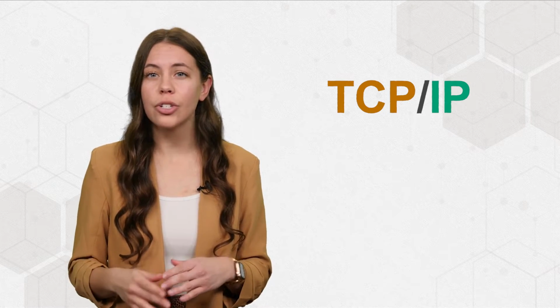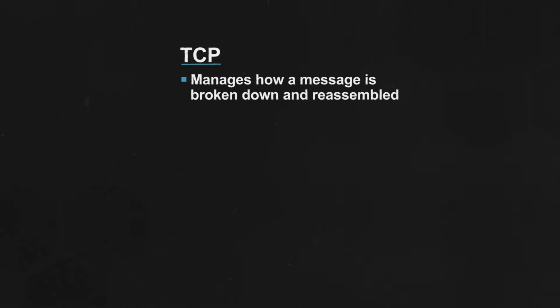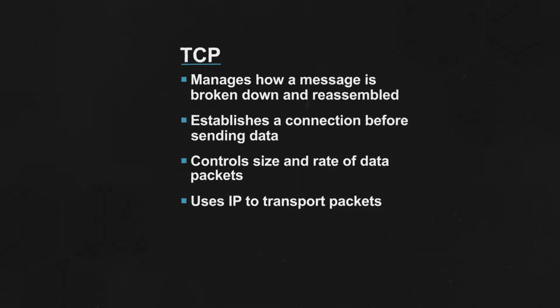Even though we say TCP/IP, TCP and IP are actually two separate protocols with specific functions. Broadly speaking, TCP is a transport protocol, while IP is the communications protocol. When combined, they create the TCP/IP protocol suite. TCP manages how a message is broken down before being sent over the internet, and how it gets reassembled at its destination. It establishes a connection between the sender and receiver before sending data, and it can control the size and rate of data packets. TCP uses IP to transport packets, but it can also connect computers, apps, and web servers to ensure smooth communications.